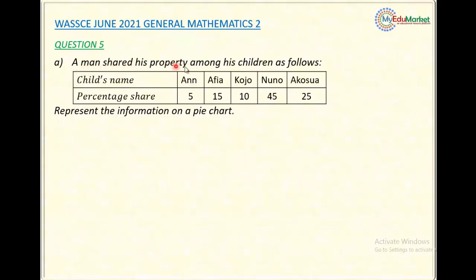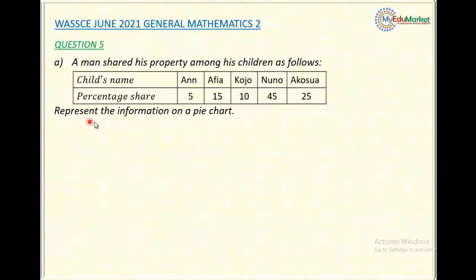A man shared his property among his children as follows. So you have a table with the name of the children and the percentage they share. One of the children is Anne, it is 5%. Another child is Afia, 15%. Kojo is 10%. Nuno is 45%, and Asuko is 25%.